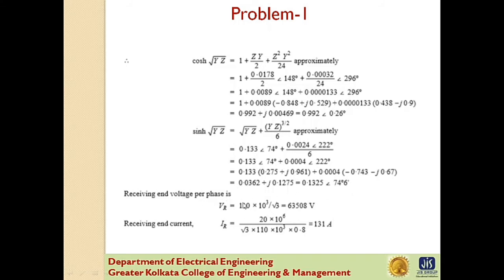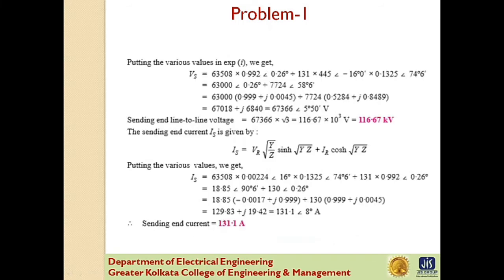Receiving end line voltage is given as 110 kV. So first we convert it into volt and divide by root 3, so we get the receiving end voltage per phase, which is equal to 63508 volt. And receiving end current is equal to power by root 3 VR cos phi r. Converting the power into watt and kilovolt into volt, we get the final value of receiving end current, which is equal to 131 ampere.